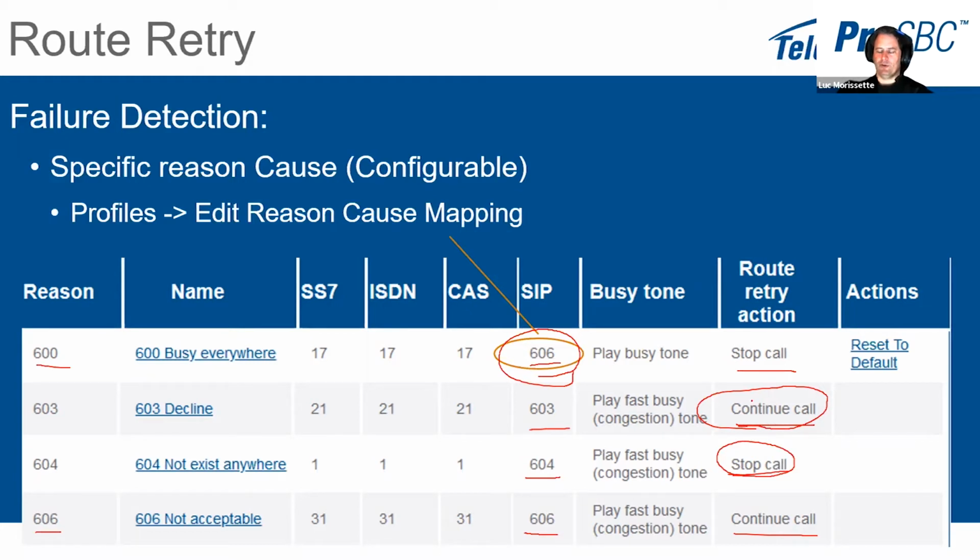So if you have 3 possible routes and the first route returns 603, you will try the second route. If the second route returns a 604, you will stop there and not try the next route. All of these can be modified in the system for each type of error you get. Some of them are by default, like these ones, and here you see I have changed some configuration, so maybe I changed the route retry action or the reason cause mapping. Is that clear? Okay.